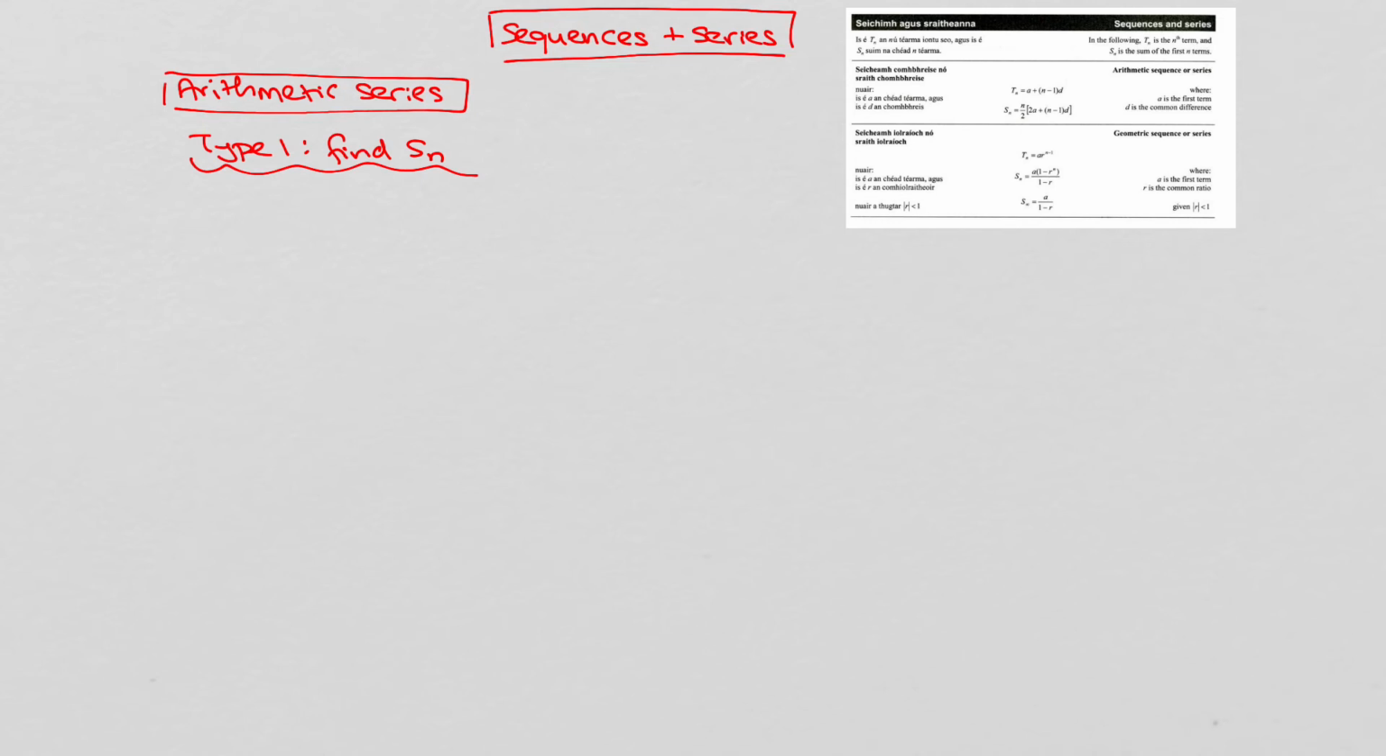So if you look over here to the right, you'll see our formula for sum to n terms. So S stands for sum, n is the position it holds, in other words, how many terms we're going to add together. A is, as before, our first term, and D is our common difference. So let's have a look at an example.